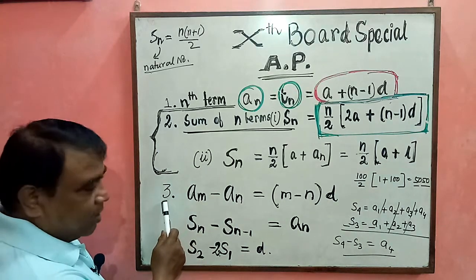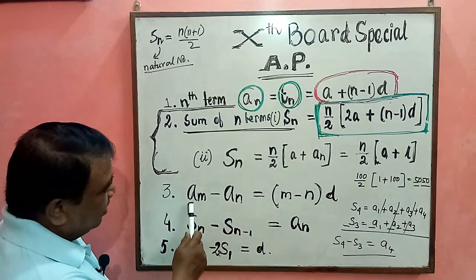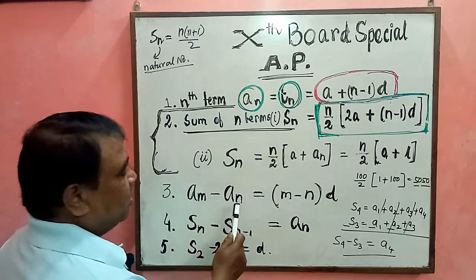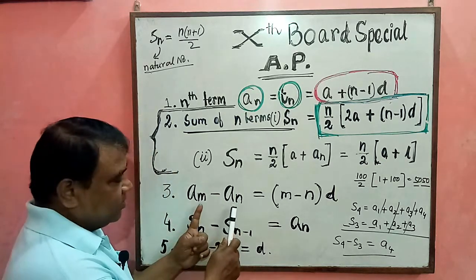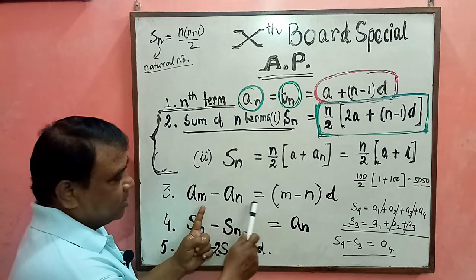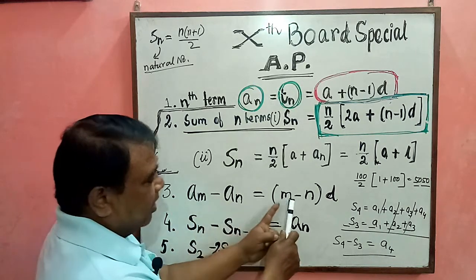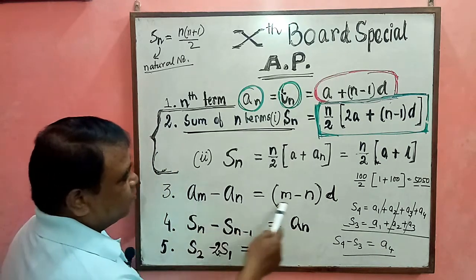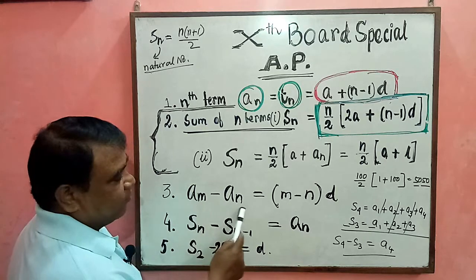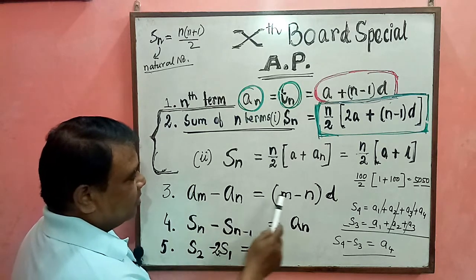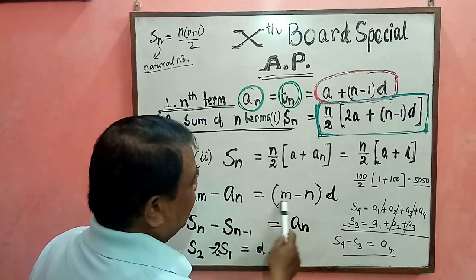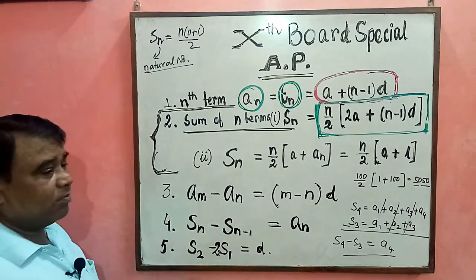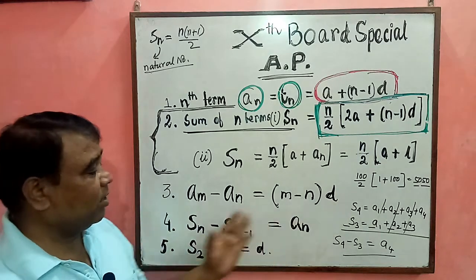The third one is, if 2 terms, whether it is mth term or nth term, are given, then the difference between the mth and nth term is equal to m minus n into d. This way, if 2 terms are given, if we take their difference, then the difference between the number of terms into d will be the identity. With the help of this, we can find out d.